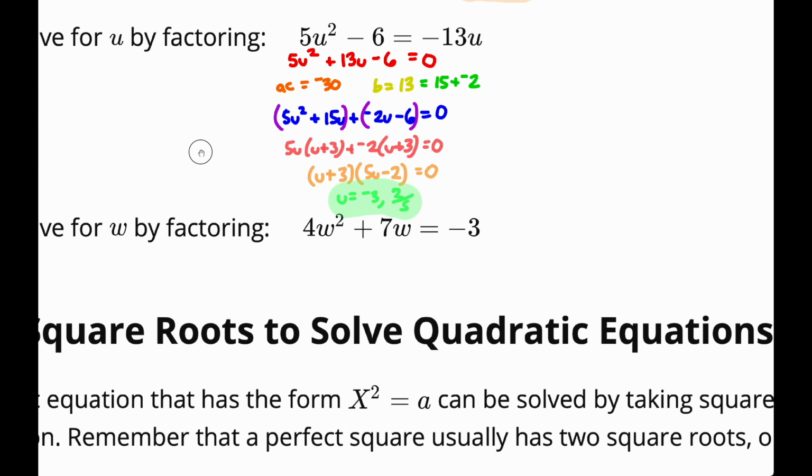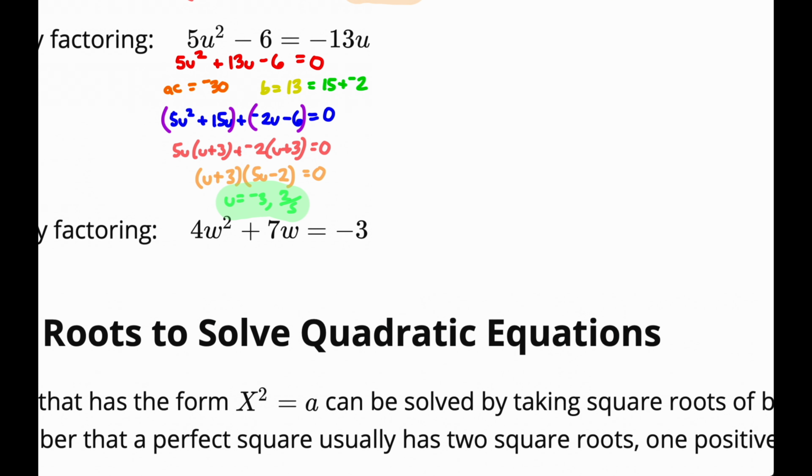Okay, we got one more example for factoring here. I kind of do this off to the side so I have room. First thing I'm going to do is rewrite it so it's in standard form by adding 3 to both sides, and you end up with something like this. Your AC is going to be 4 times 3, which is 12, and your B is 7. And this one's kind of easy because it's just 4 plus 3 is equal to 7. 4 times 3 is equal to 12.